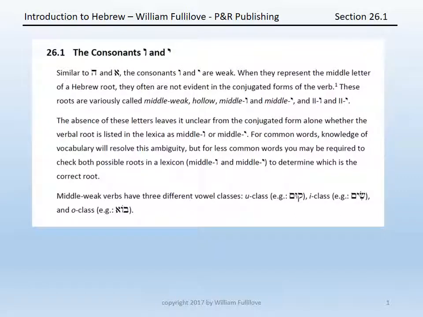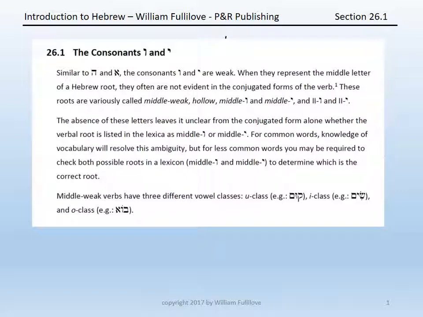In chapter 26, we turn to the consonants vav and yod when they are the middle of the three root letters. Similar to both hey and aleph, the consonants vav and yod are weak, and when they represent the middle letter of a Hebrew root, they often will not be evident in the conjugated form of the verb.